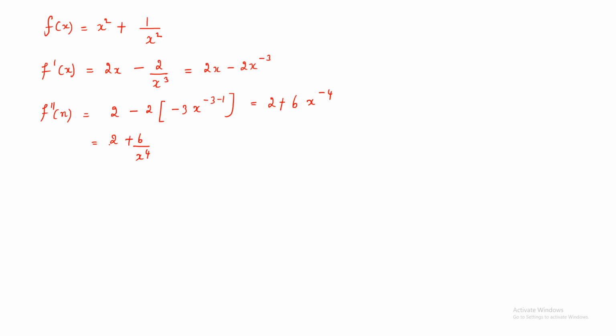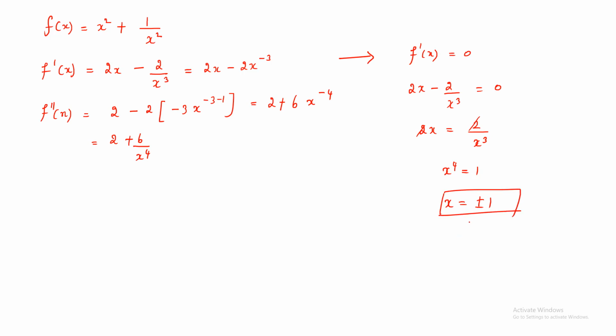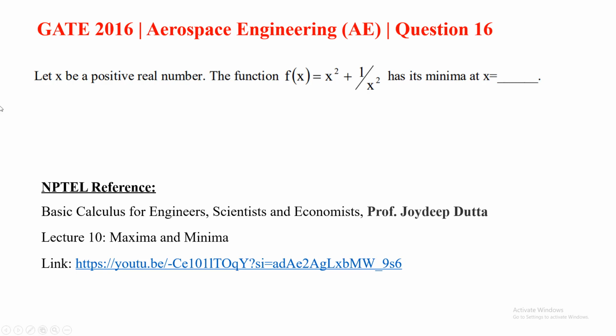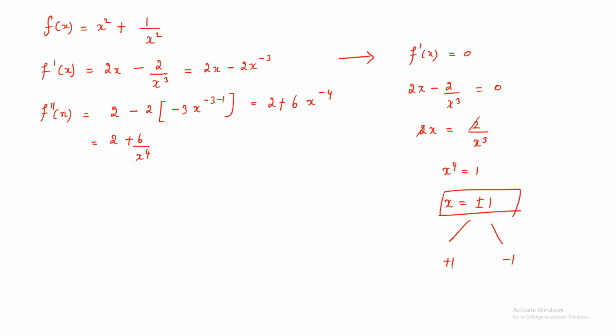So let's find the minimum value. We have to equate the first derivative to 0, so we get 2x minus 2 by x cube equal to 0. 2x is equal to 2 by x cube, 2 will get cancelled, then x power 4 is equal to 1, and then x is equal to plus or minus 1, right? So we can have value plus 1 or minus 1, okay? But since it's given in the question x is a positive real number, let's take only the positive value, right?